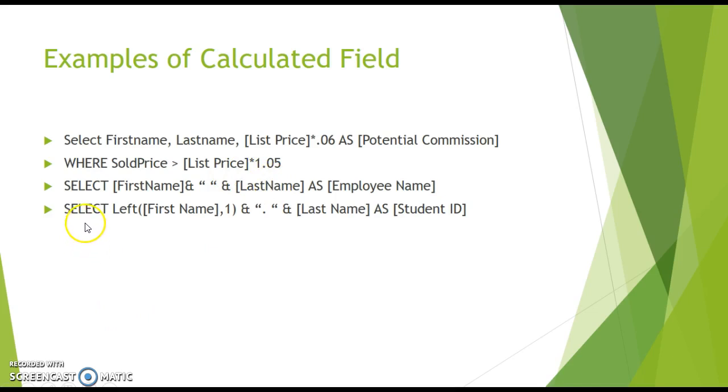And for example, here in this one, you can use what's called the left function. So what this last example here is, the left function is going to take the first character from the first name field, and it's going to combine it with a period, and then combine it with the full last name, and that's going to create the student ID. So you're going to have a new field called student ID. It's going to have the first character in your first name or your initial, period, last name.